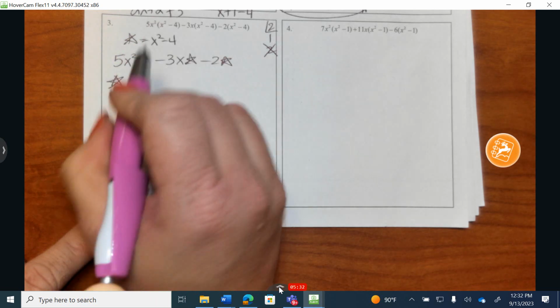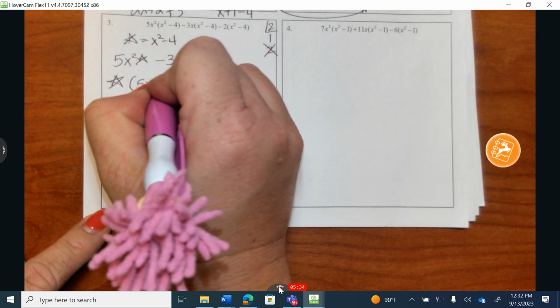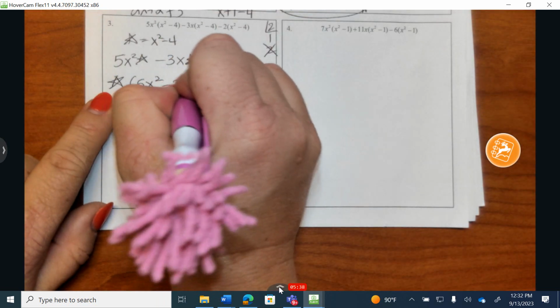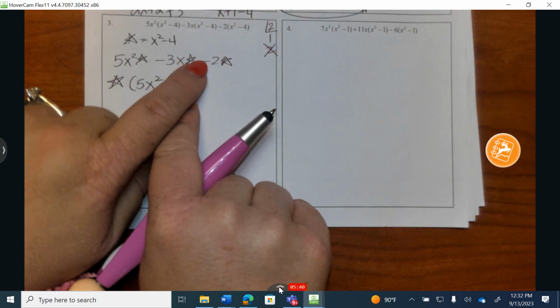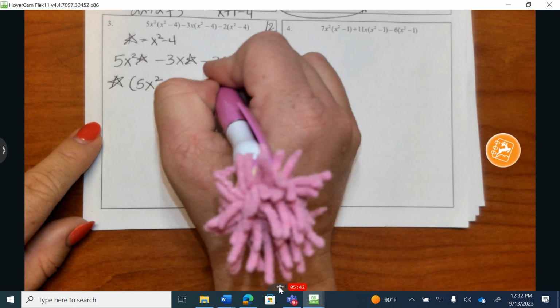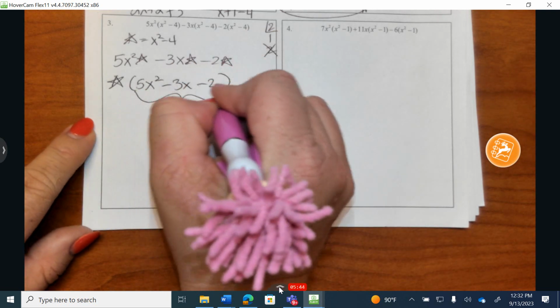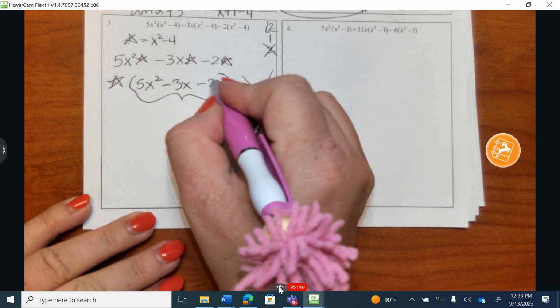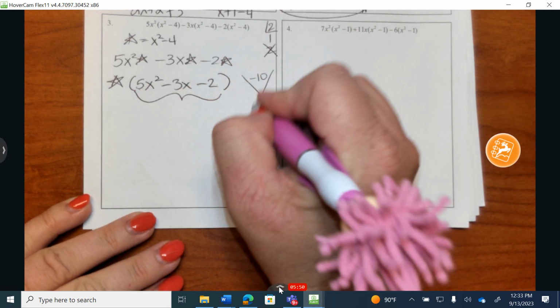And I'd be left with 5x squared. When I multiply these, I get 5x squared star minus 3x, again when I multiply, this is the product, minus 2. This is what I'm going to try to break apart. 5 times negative 2 is negative 10.